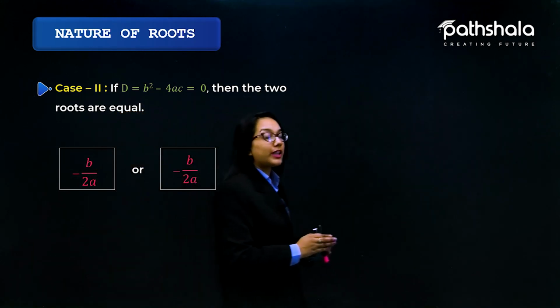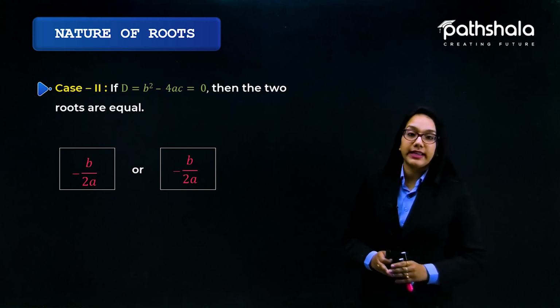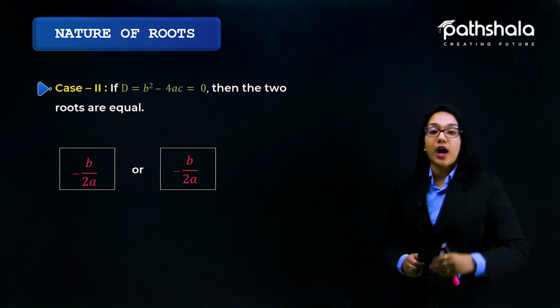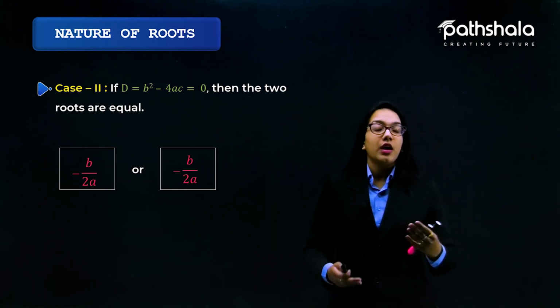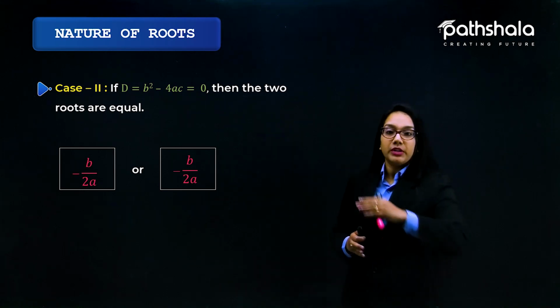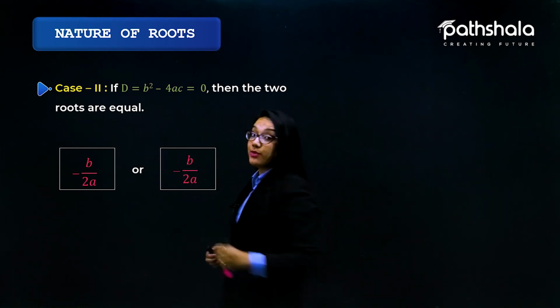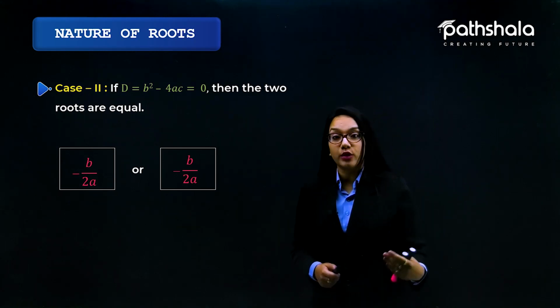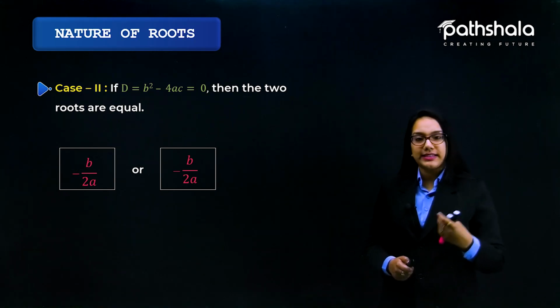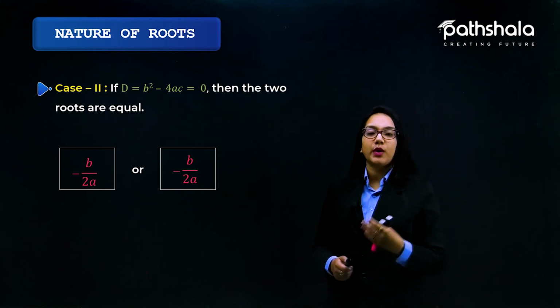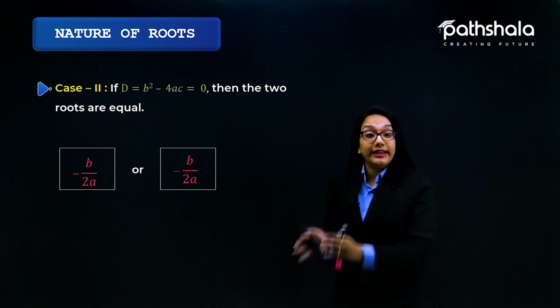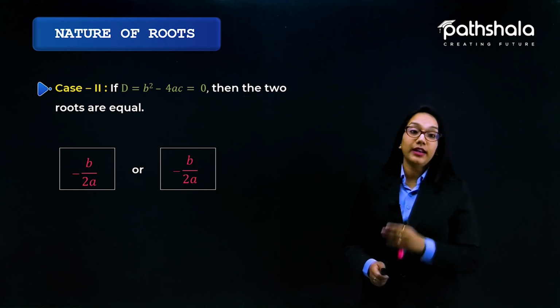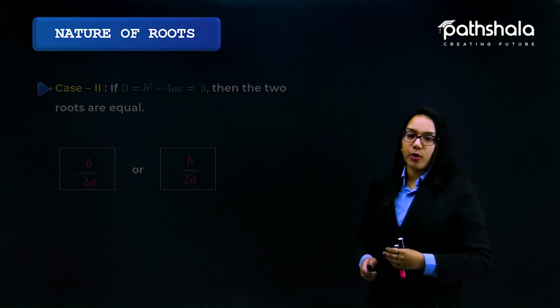So always remember case number 2: whenever capital D is equal to 0, then the two roots are equal and real. The two roots are equal as well as real roots. So we can say at the end that whenever D is equal to 0, the two roots are real and equal. Let's talk about case number 3.